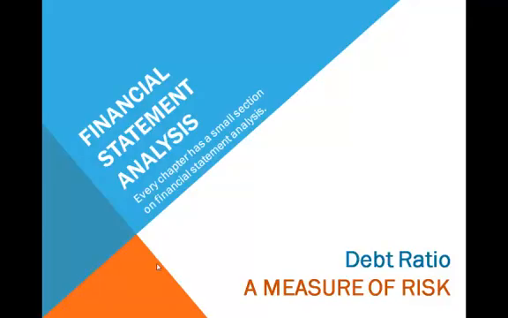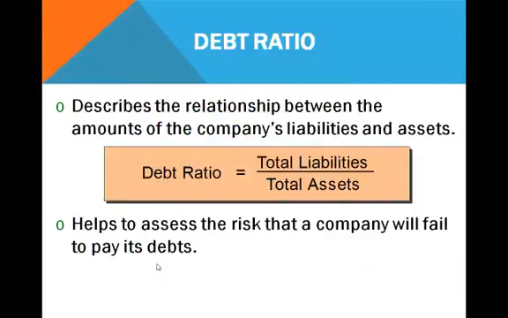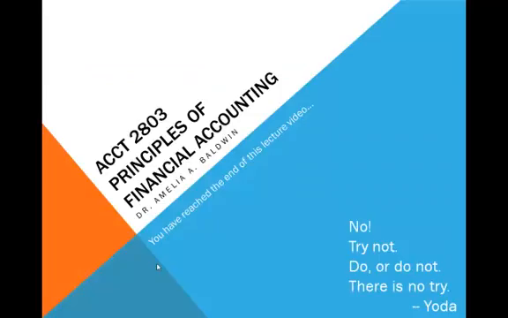Now, I mentioned in the last chapter that every chapter has a small section on financial statement analysis, and I'm going to go ahead and talk about that small section in this chapter now. It's the debt ratio. The debt ratio tells us about the relationship between liabilities and assets of the company. It shows us how many dollars of debt exist for each dollar of assets owned by the company. We can use this measure to assess the risk associated with the future operations of the company. So it helps measure risk. That's the debt ratio.